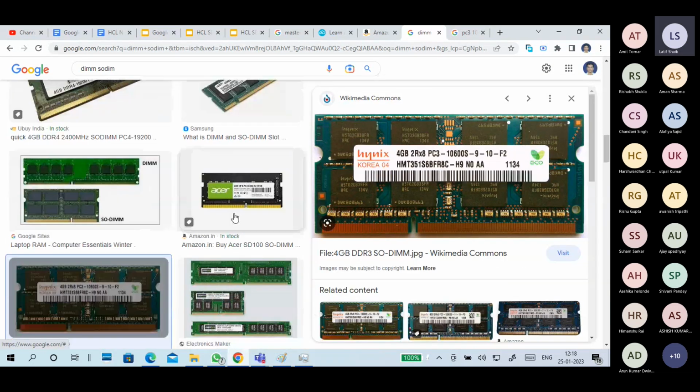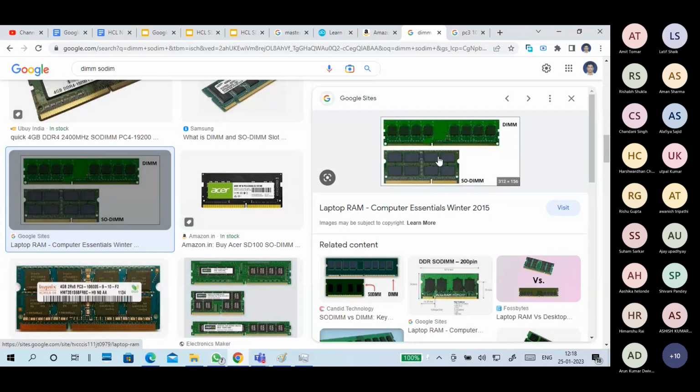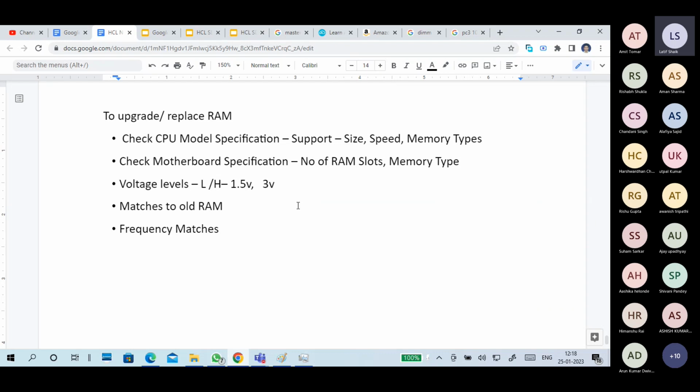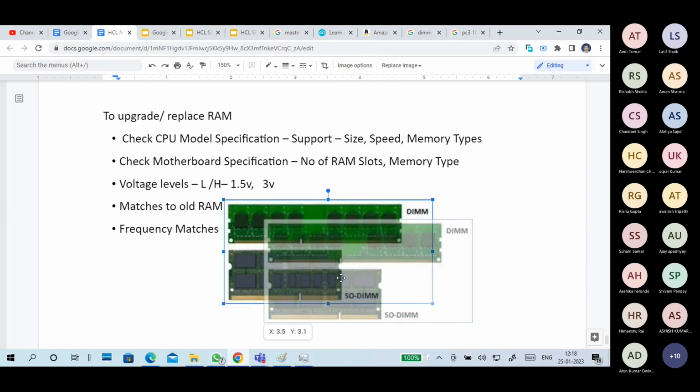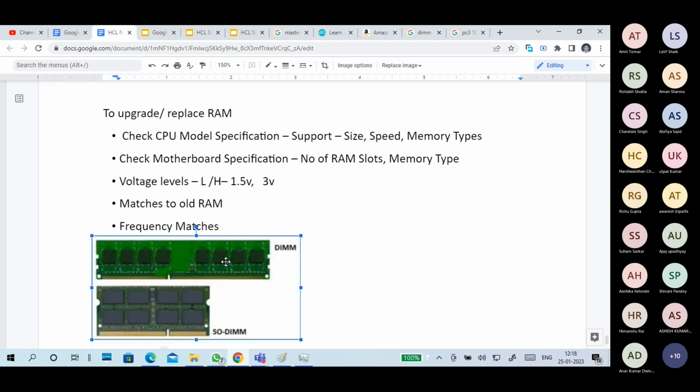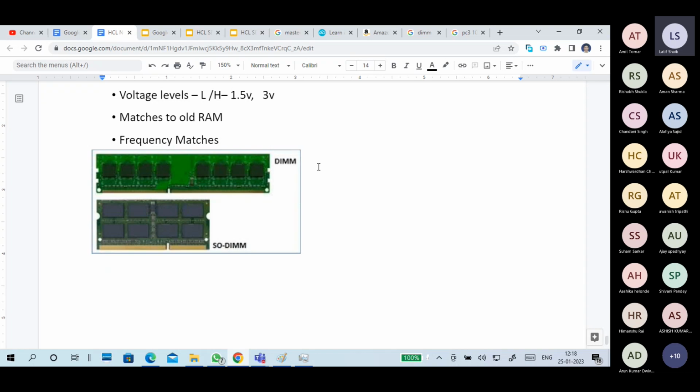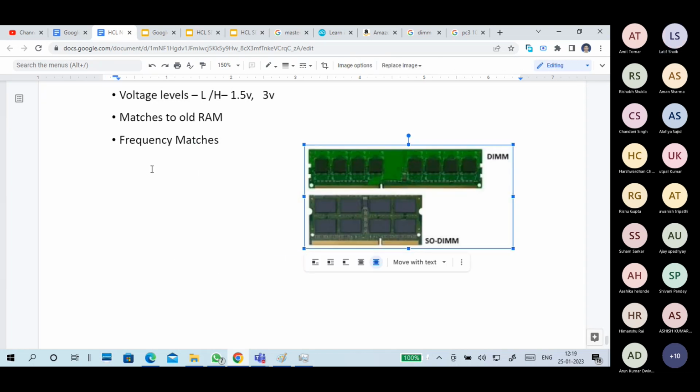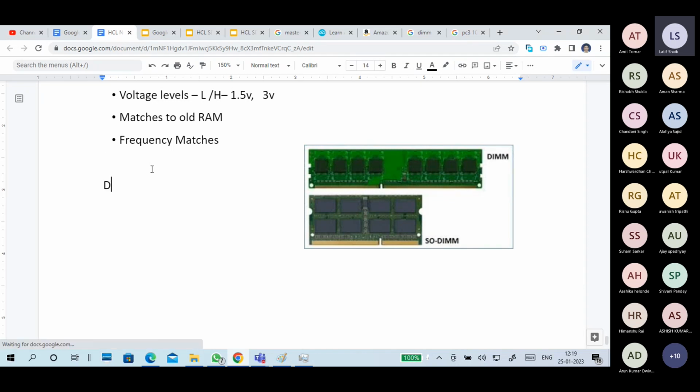Yes, SODIMMs. Just think like this: DIMM packages are for desktops, and SODIMM is for laptops or mini PCs.